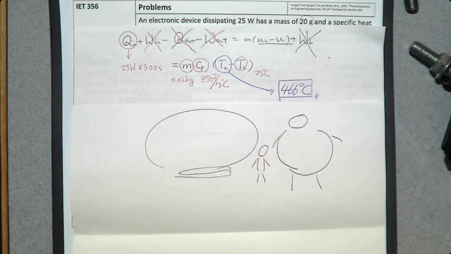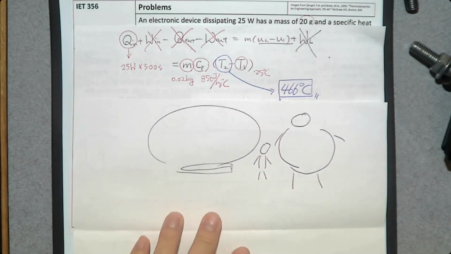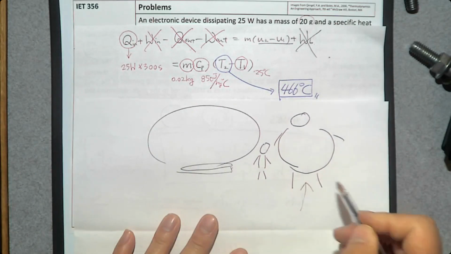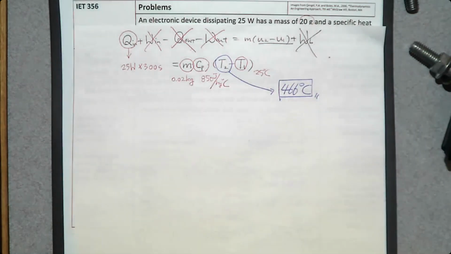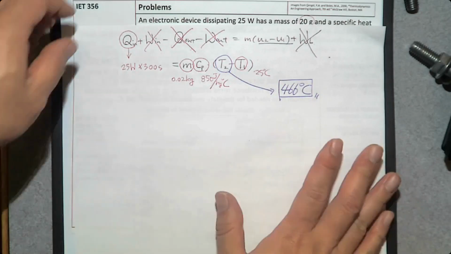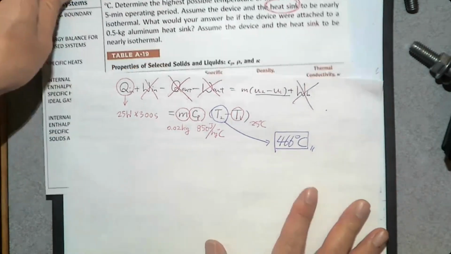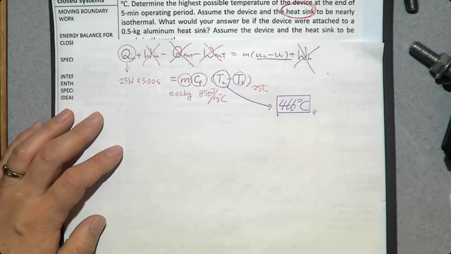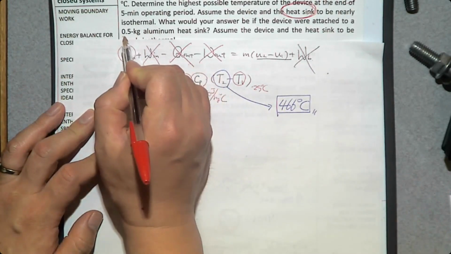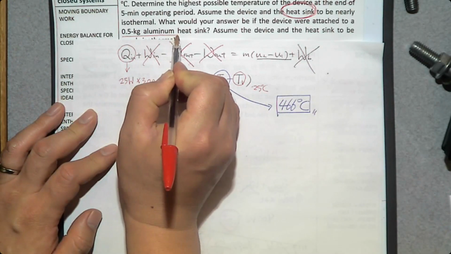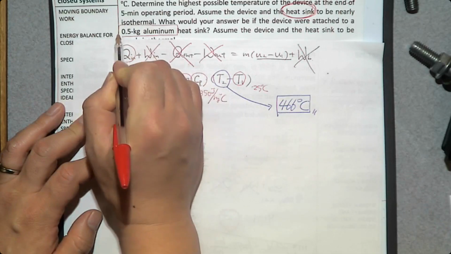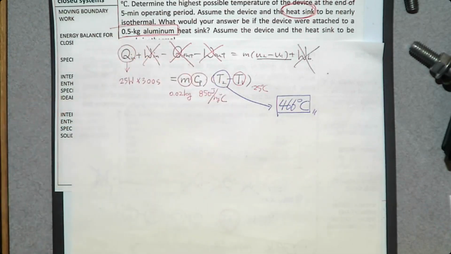It's a good example, right? Easy to understand. That's too big, right? Anyway, so what kind of heat sink can we use? This time, 0.5 kilograms of aluminum. This is not an electronic device, just pure aluminum.